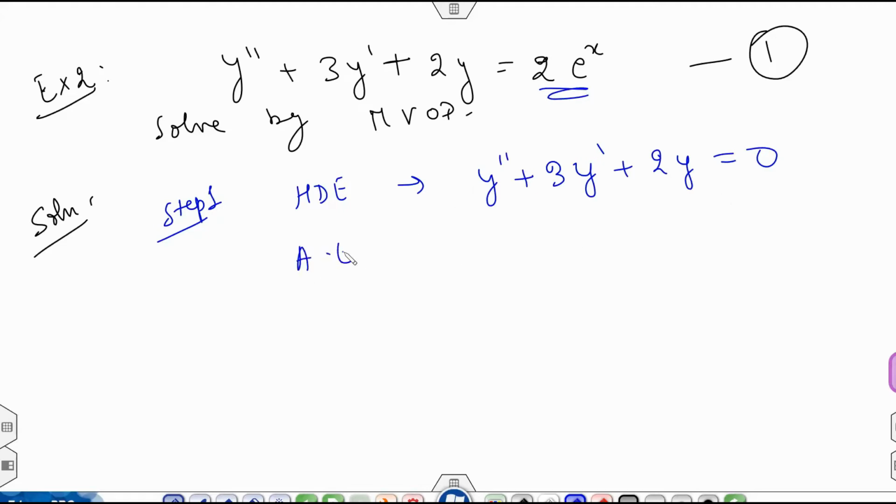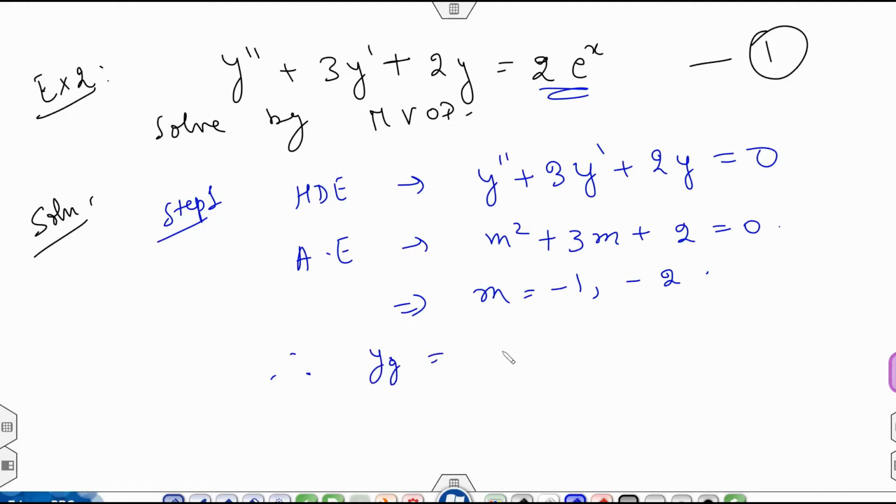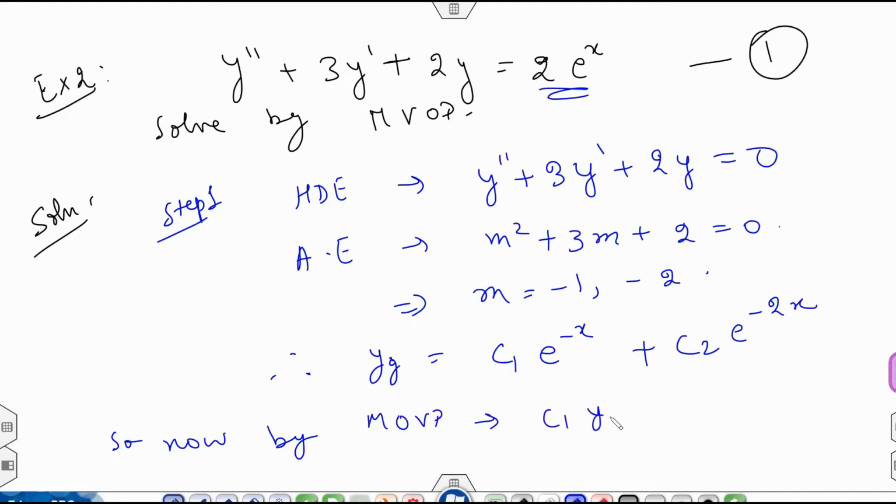So what is the auxiliary equation? This is m square plus 3m plus 2 equal to 0. This implies that m is minus 1 and minus 2, and therefore yg will be c1 e to the power minus x plus c2 e to the power minus 2x. Now, by the method of variation of parameters, you need to convert c1 into v1 and c2 into v2, and then find v1 and v2 to get the solution, where y1 is e to the power minus x and y2 is e to the power minus 2x.